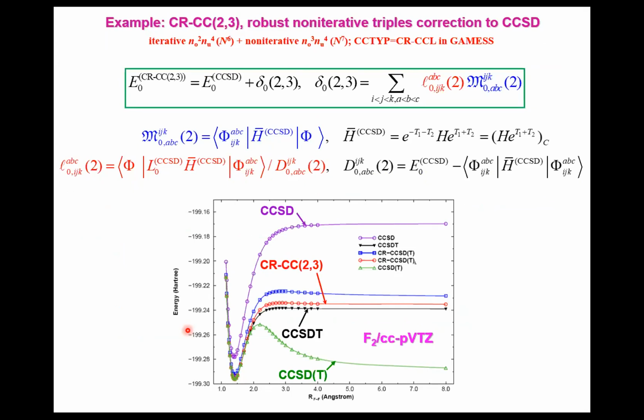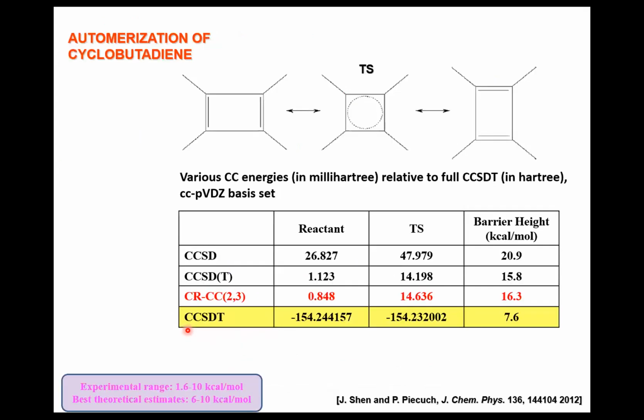So methods like this are very practical. You can apply CR-CC(2,3) to systems with dozens or even hundreds of atoms, but that doesn't mean that they are perfect. Obviously, there are situations where they fail. Here's one example, the automerization of cyclobutadiene, where we have the sort of rearrangement of the pi electron network. The interest here is in getting the activation energy right. So here I'm using CCSDT, which produces about 8 kcal per mole, which is a reasonable number compared to the best numbers that have been produced over the years. And as you can see, CR-CC(2,3) is a total failure. It's not improving (T). It produces the activation energies which are twice as high, more or less, as the result of CCSDT calculations.